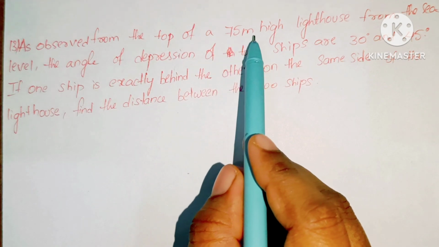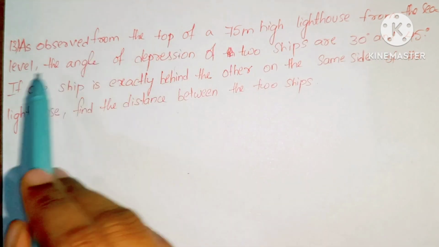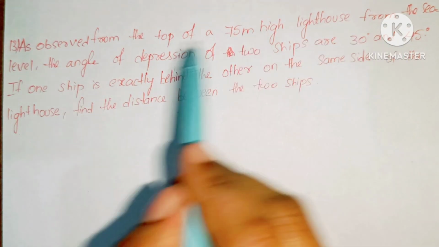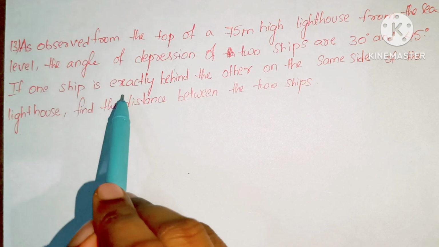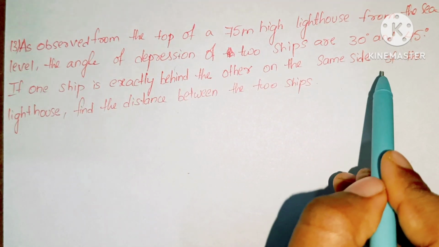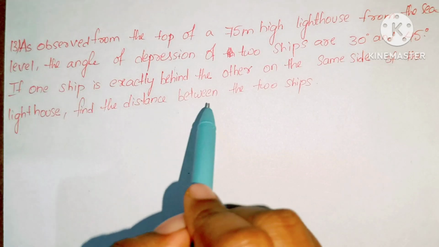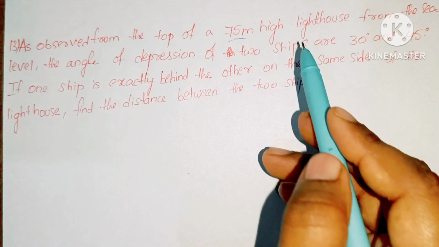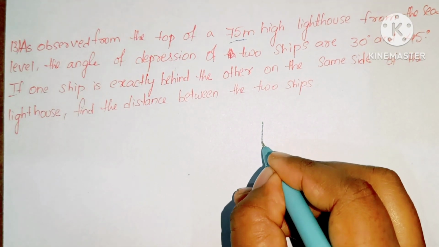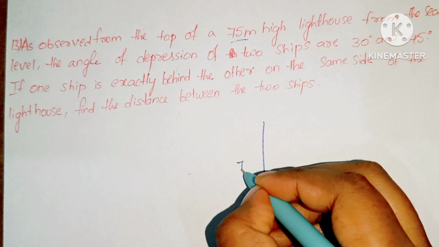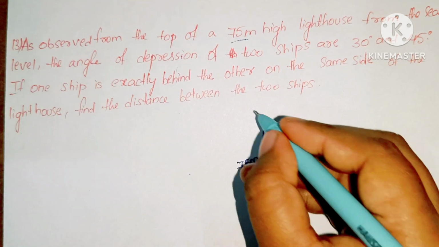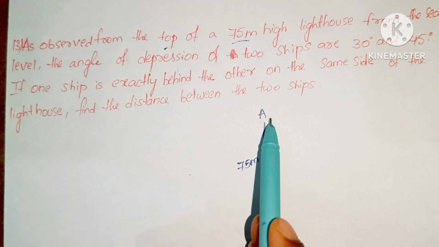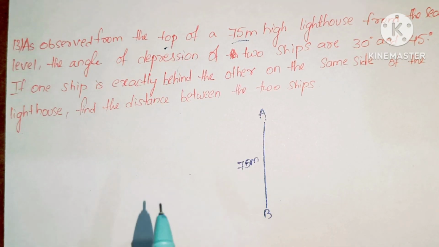Observed from the top of a 75-meter high lighthouse from the sea level, the angles of depression of two ships are 30 degrees and 45 degrees. If one ship is exactly behind the other on the same side of the lighthouse, find the distance between the two ships. So he said that there was a 75-meter high lighthouse. I denote it as a straight line, that is nothing but 75 meters, and I named it AB. At the top of the lighthouse, one person was standing.